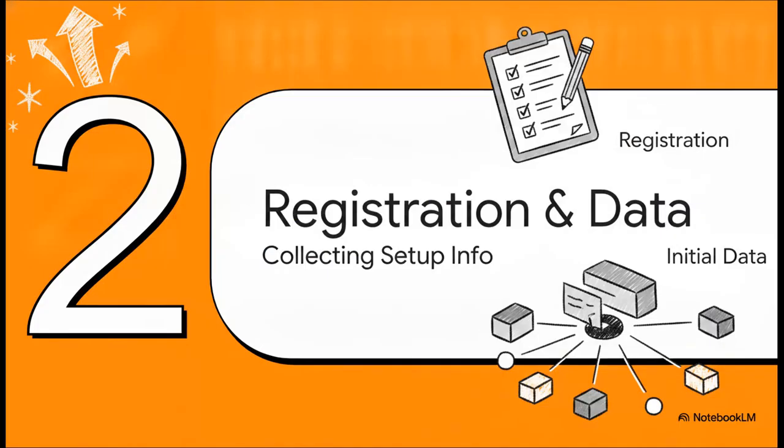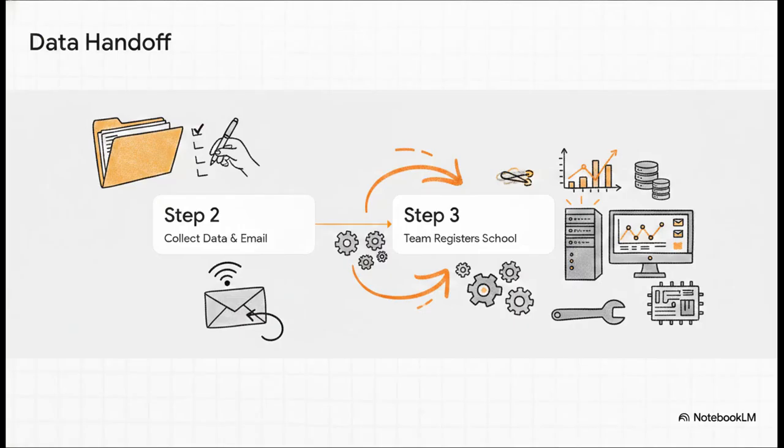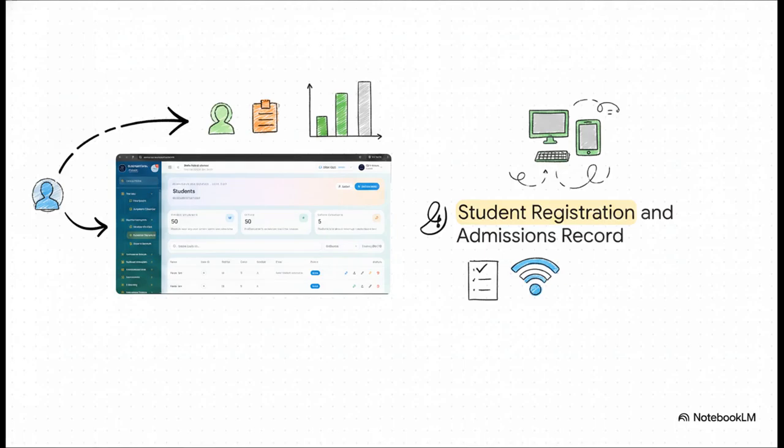Moving on to section 2, registration and initial data. This brings us right into step 2 and step 3 of our pipeline. We need to be crystal clear about the handoff here. As the salesperson, your specific job in step 2 is to collect the basic setup info from the school, just the foundational details, nothing crazy, and email it in. From there, step 3 automatically kicks in. Our Axora support team actually takes over the technical registration of the school in our system. So you gather the intel, our team builds the framework. It's a perfect partnership.